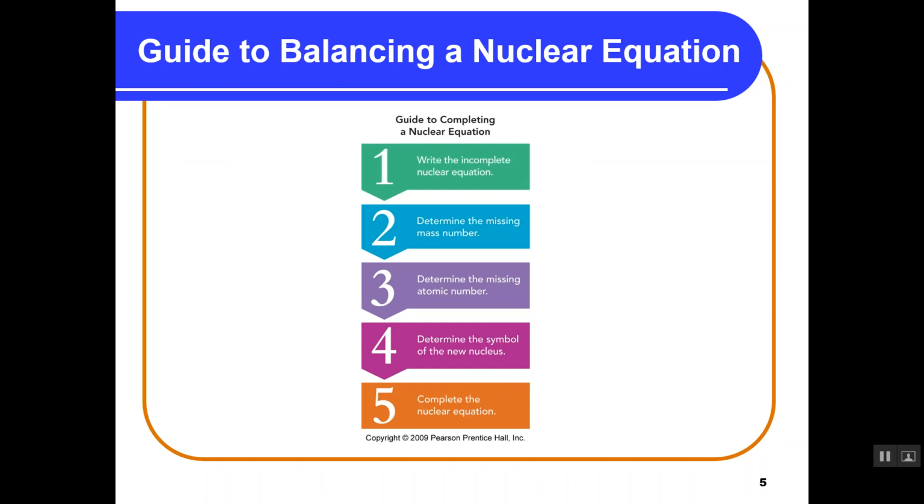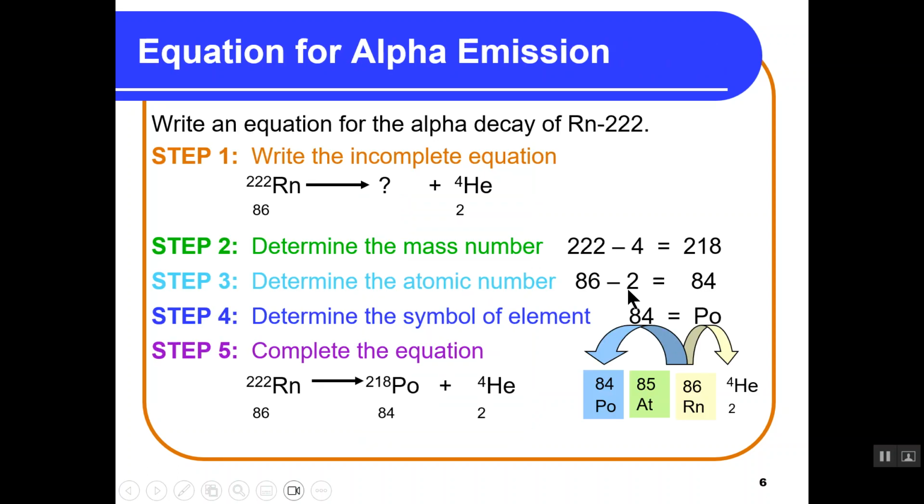Now, here's where we're going to get into how do we write down a balanced nuclear equation. And these are the steps that we have to follow. The first step is that we write the incomplete equation based on the information provided in the question. The next step is that we determine the missing mass number, and then we determine the missing atomic number. And I'm going to show you how to do that. And then in step 4, we determine the symbol of the new nucleus. And the way we do that is that we look for the element in the periodic table that has the atomic number of the new nucleus, and then we can complete the nuclear equation based on that. All right, so that's basically how that is done.